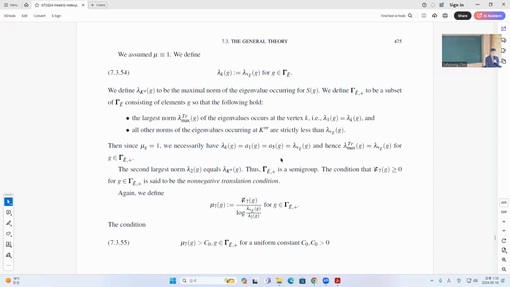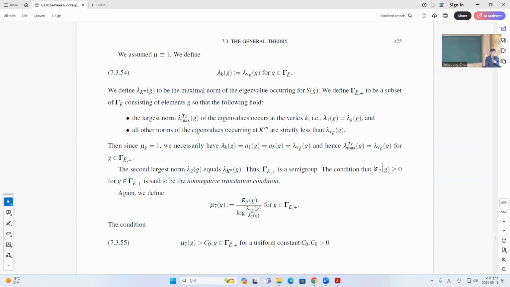And so under this condition, we can show that this lambda k is A1g and A5g and lambda g. So these are all equal. Okay, so mu g was actually some ratio between AG and then A9g and so on. So this is A9g, so you can verify this with that. The lambda transverse maximal eigenvalue is lambda VE in this case. And the lambda 2, the second largest norm, is equal to this lambda k double prime, so that's the maximal norm of eigenvalue in SG. And so this is not a group, but a semi-group.